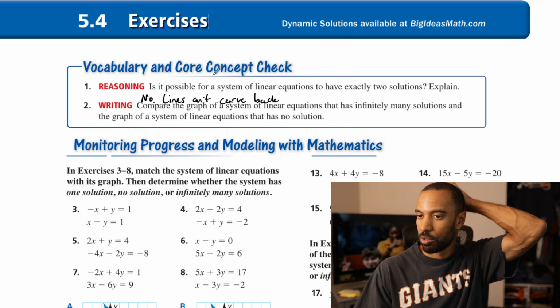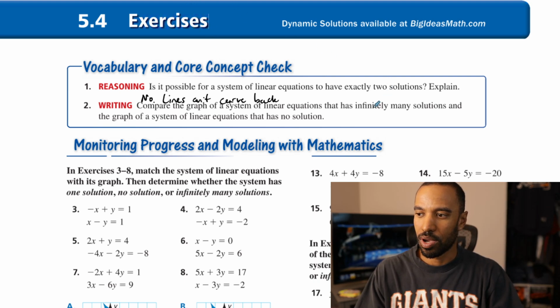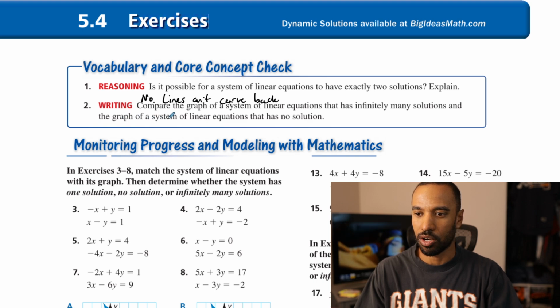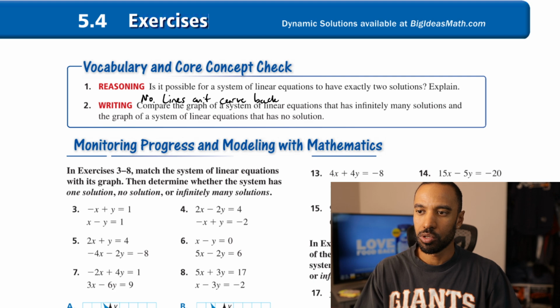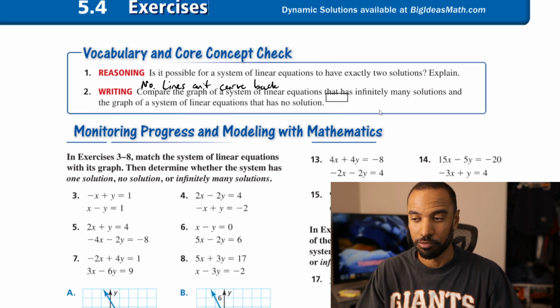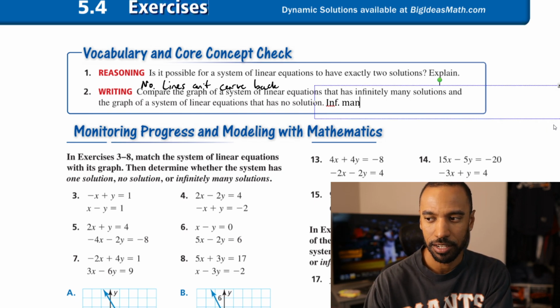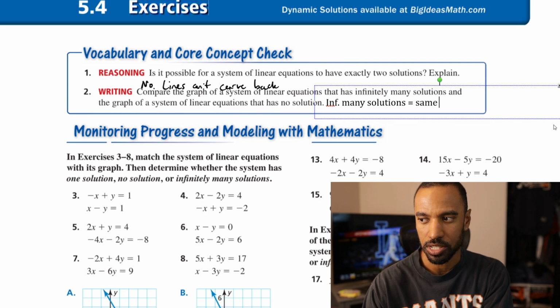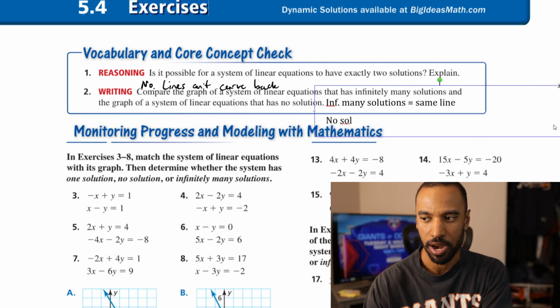So no. Number 2, compare the graph of a system of linear equations that has infinitely many solutions and the graph of a system of linear equations that has no solution. Infinitely many solutions, when you look at the equations in slope-intercept form, has the same slope and same y-intercept. They're literally the same line. Infinitely many solutions equals same line, one on top of the other, if you will. No solution is parallel lines.